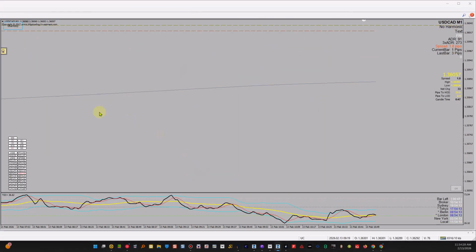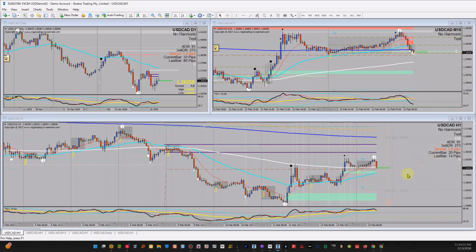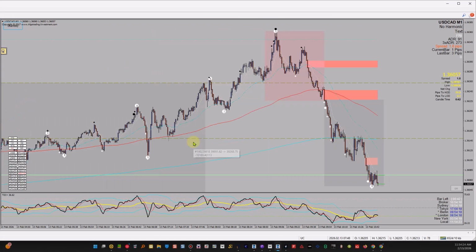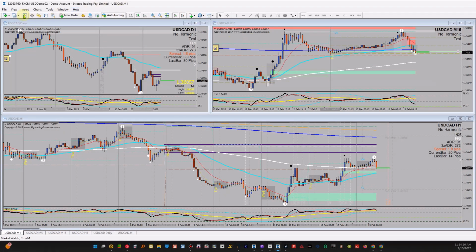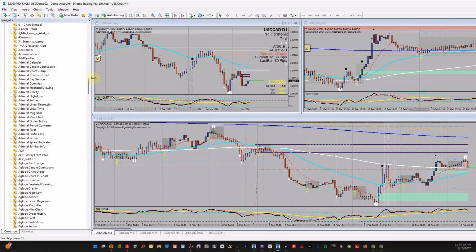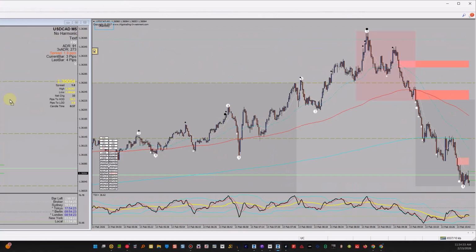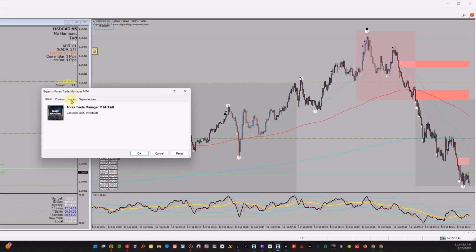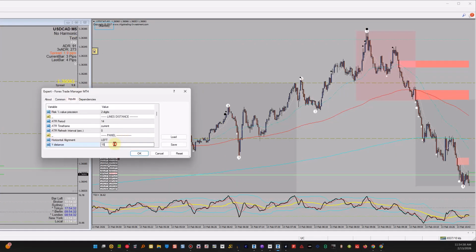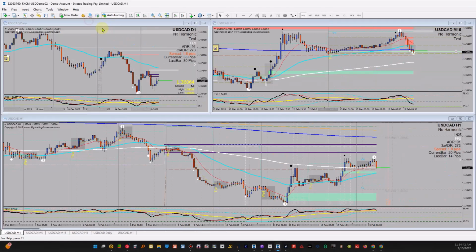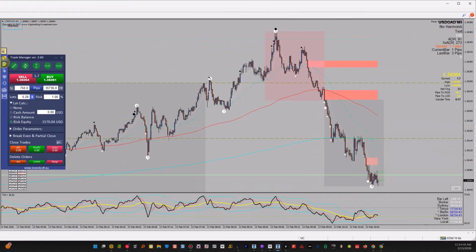All right, let me adjust some things real quick. All right, here we go. So this is the dollar CAD that we just looked at. Let me drop on my trade manager. All right. I know it seems like a lot going on right now, but once you get the flow of things, it becomes really fluid, happens really fast. Okay. So here's my trade manager.